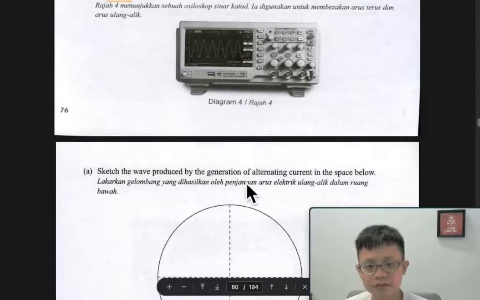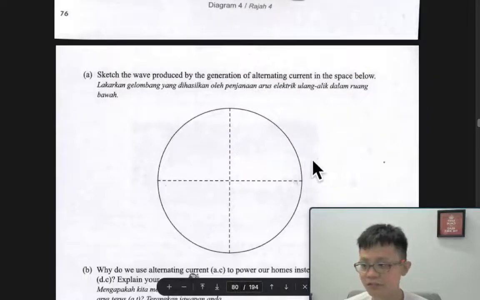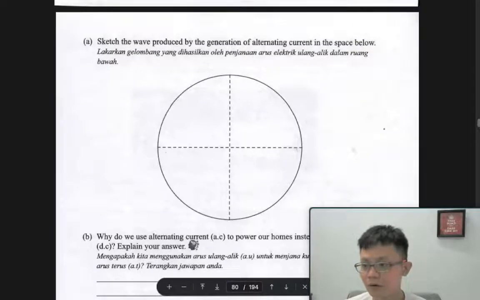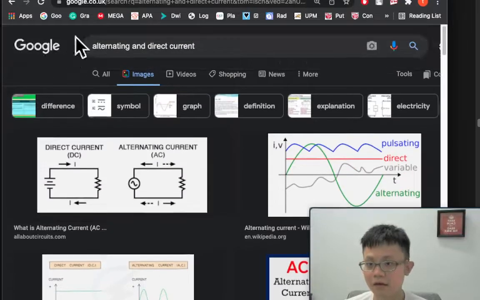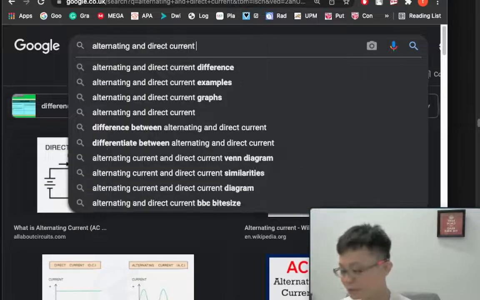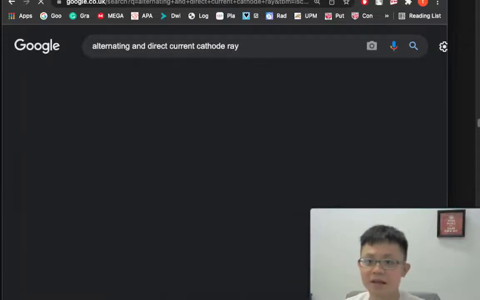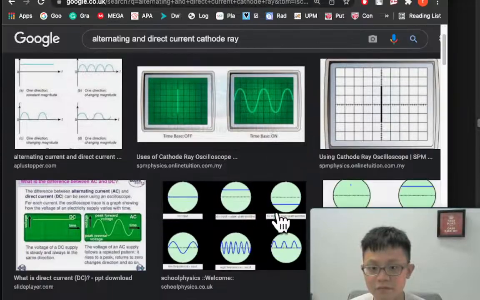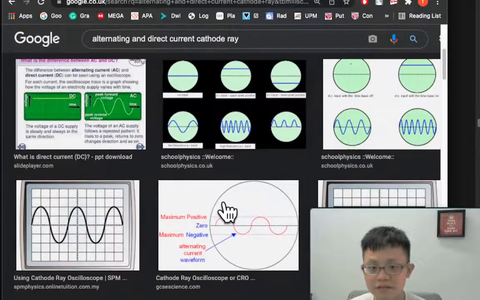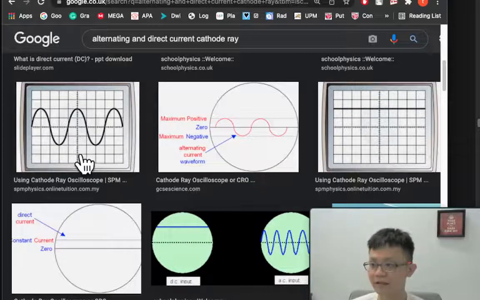Sketch a wave producing alternating current. So sketch a wave, you know how to sketch a wave or not? Of course, if you don't know, you can always Google alternating and direct current, and maybe I just put cathode ray, and you should get the answer. The answer will be something like this for the alternating current.